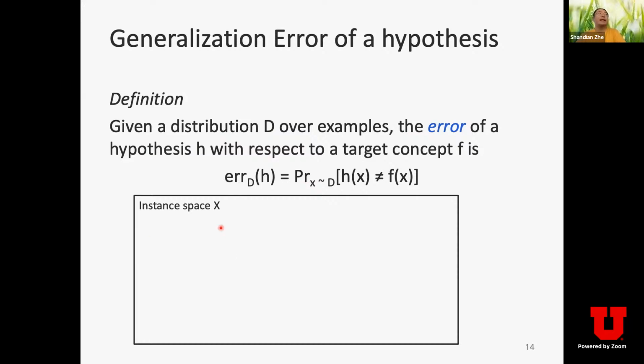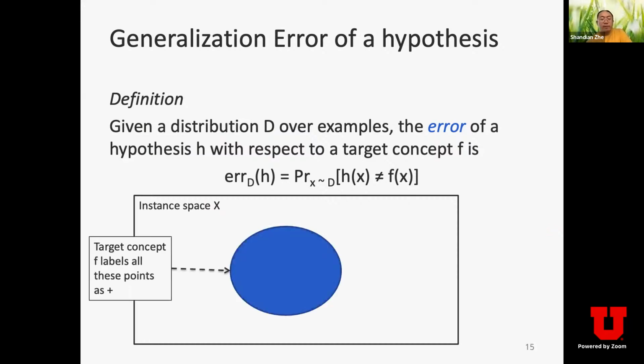Suppose this is our instance space X. As we mentioned, we assume both training and testing data are generated from some data distribution D. That means we have some data distribution D over the whole instance space. And if you look at the target function or target concept F, and you use F to label all the examples in the instance space, this ellipse, the blue part, shows all the positive labels, and outside of this ellipse are labeled as negative. This is where the ground truth labels are distributed.